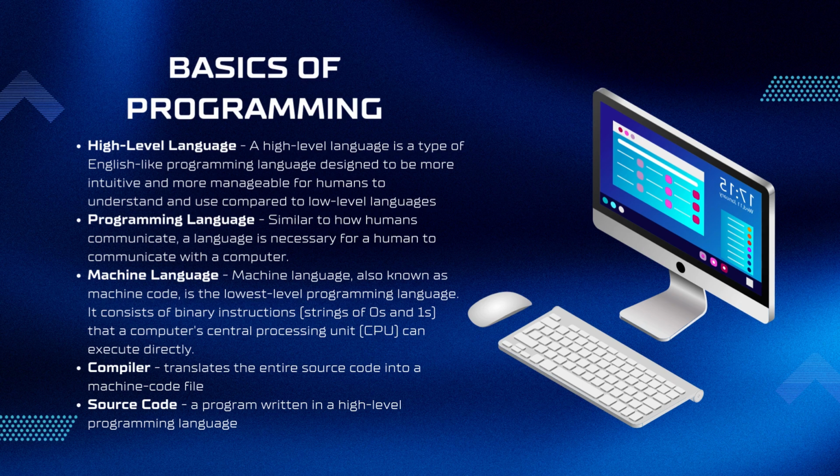Machine language, also known as machine code, is the lowest-level programming language. It consists of binary instructions, strings of zeros and ones, that a computer's central processing unit, CPU, can understand and execute directly. A compiler translates the entire source code into a machine code file. Source code is a program written in a high-level programming language. In essence, a compiler translates instructions from a language we understand into a language that the computer can comprehend.